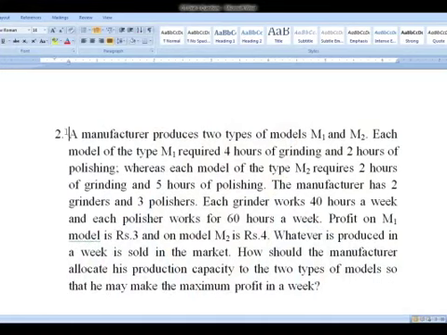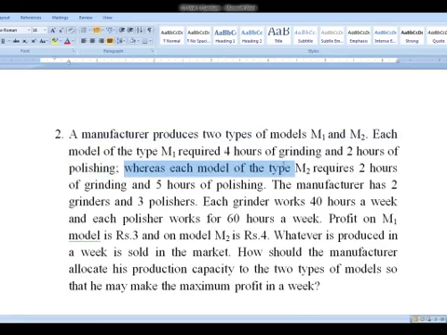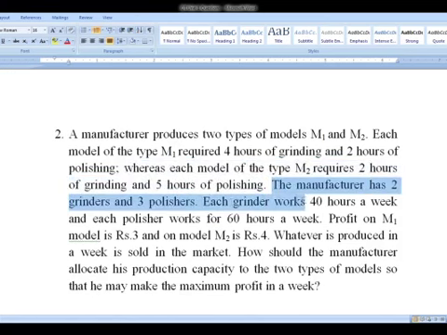A manufacturer produces two types of models, M1 and M2. Each model of type M1 requires 4 hours of grinding and 2 hours of polishing. Means there is a grinder and there is a polisher here. Whereas each model of type M2 requires 2 hours of grinding and 5 hours of polishing. The manufacturer has 2 grinders and 3 polishers. Each grinder works for just 40 hours a week and each polisher works for 60 hours a week.